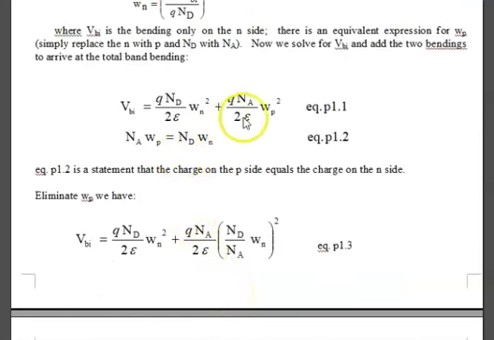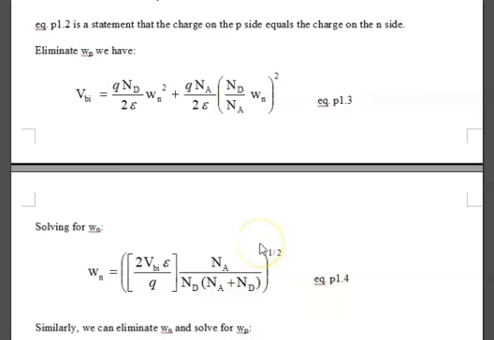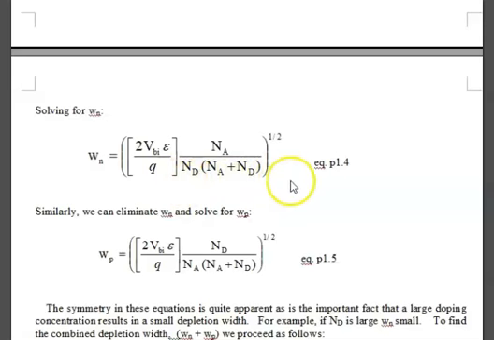So we can substitute for WP, and we get an equation which only involves Wn. So wherever we see WP, we substitute Nd divided by Na multiplied by Wn, and we solve now for Wn in terms of BBI and the dopings. And that is this equation, P1.4.